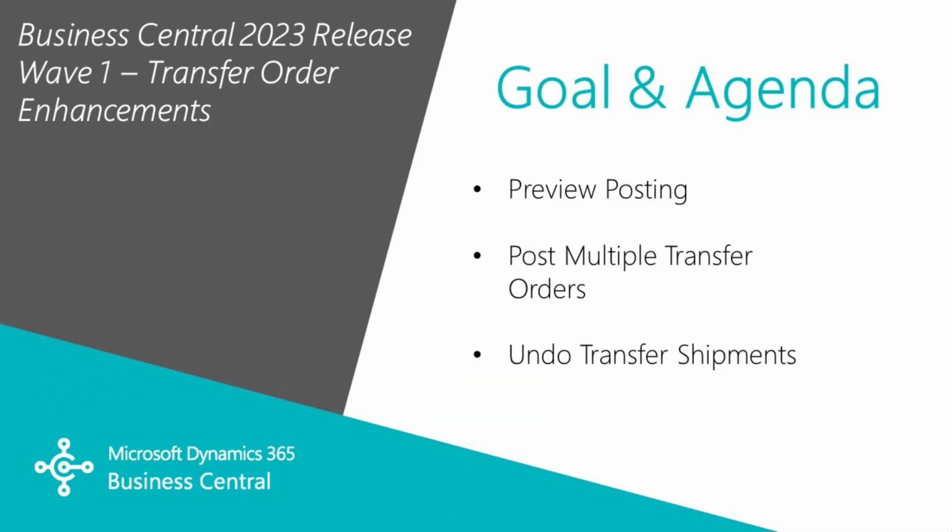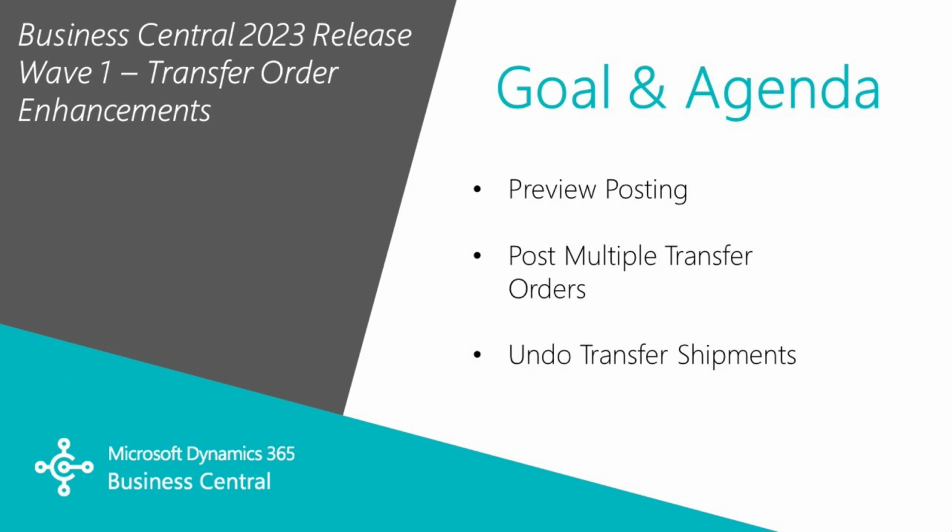I want to show you new transfer order functionality in Business Central 2023 Release Wave 1. There are a few things that will make working with transfer orders a lot easier. The first one is I now have the ability to preview the posting. So I can look at the ledger transactions and see what's going to happen when I actually post a transfer order. Secondly, I can post multiple transfer orders at one time, whether they're direct orders or indirect orders that use an in-transit location. I can post all those different transfer orders at one time.